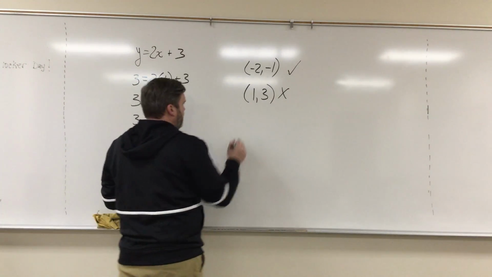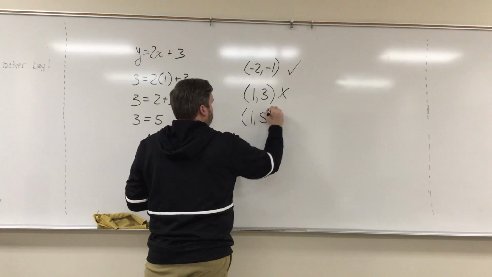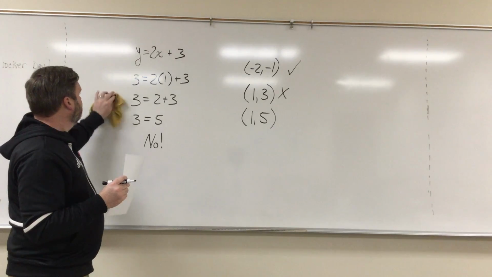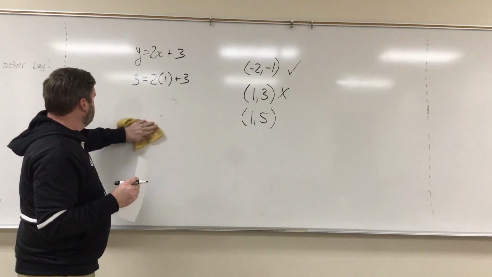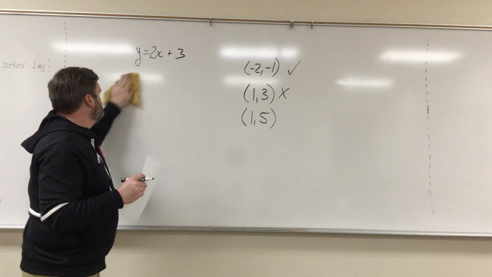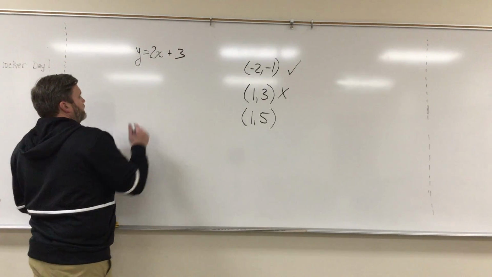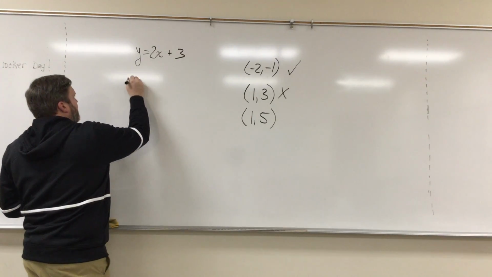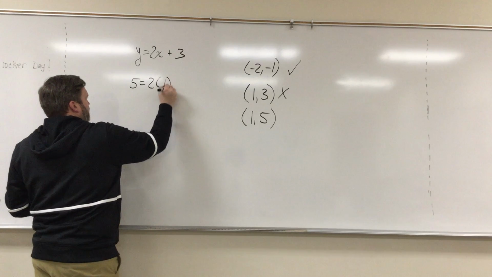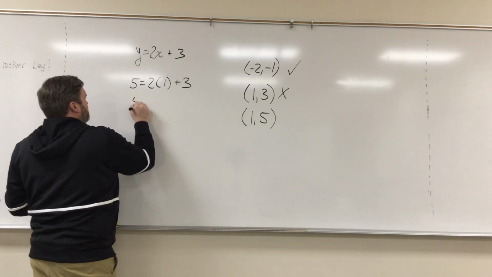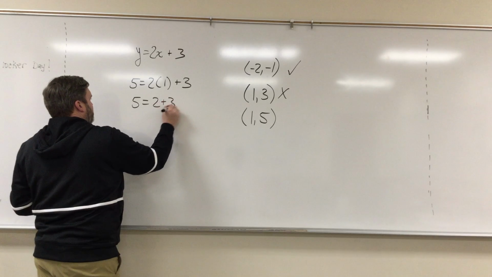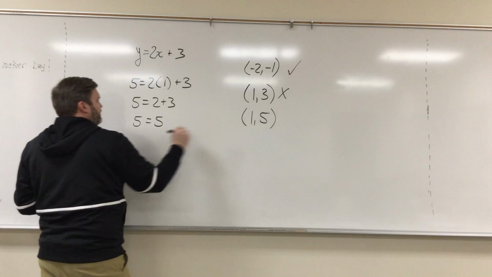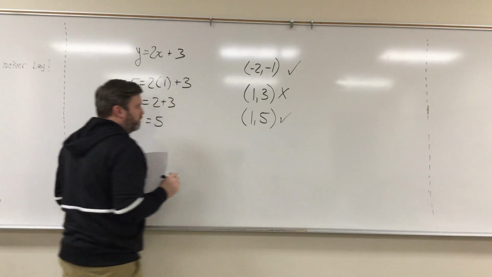All right, let's try 1, 5 this time. So over here, x is 1 and y is 5. So I get 5 equals 2 times 1 plus 3. 5 equals 2 plus 3. 5 equals 5. True statement. So yes, this one is a point on the line.